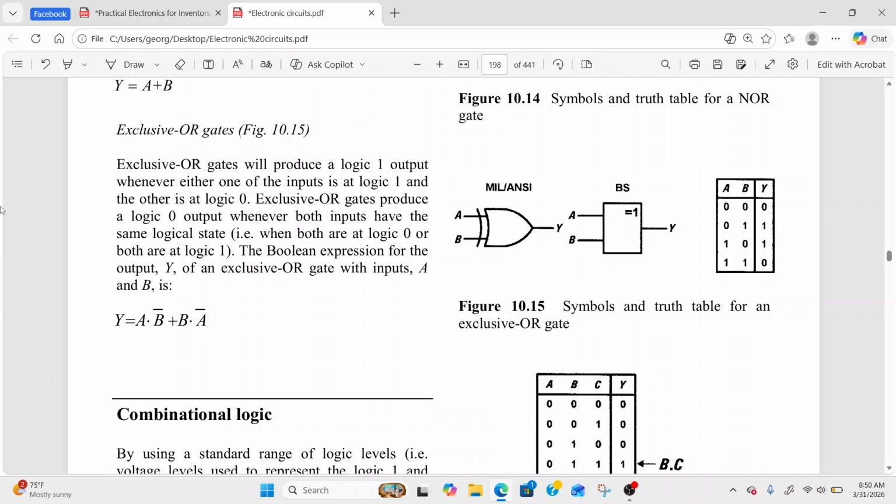And then we have the exclusive OR. The exclusive OR, it's an OR gate, as you can see. But always look at the Boolean expression. 0 plus 0 is 0. 0 plus 1 is 1. 1 plus 0 is 1. 1 plus 1 in the OR gate should be 1, but here in the exclusive OR it is 0. This is the symbol of exclusive OR. It has this extra curve at the input.